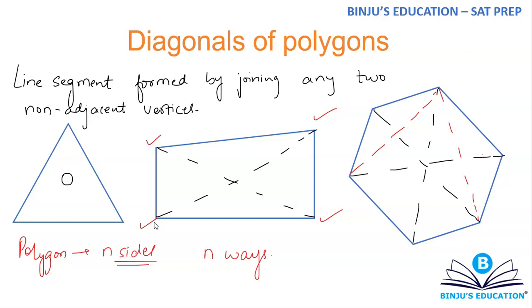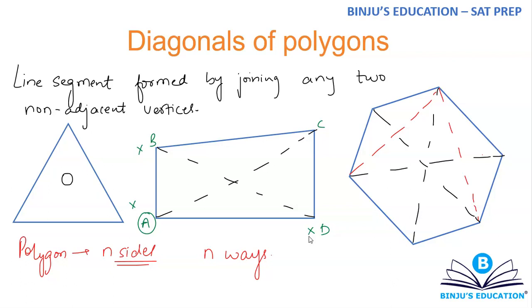Now in order to draw a diagonal, I cannot use the vertex that I have already selected. Apart from that, I also cannot select the vertices which are adjacent to the selected vertex. What I mean by that is, let's suppose you have selected this vertex A. Let's call them A, B, C, D. Now if you have selected A, you can't select A again. You can't select B and you can't select D, because B and D are adjacent to A, and A you have already selected.